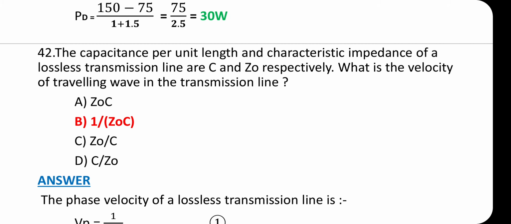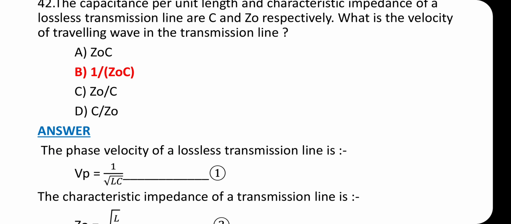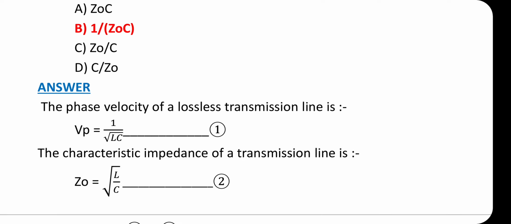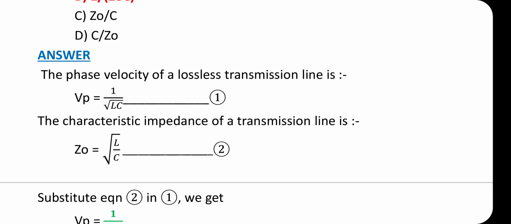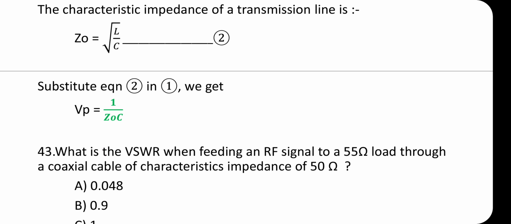Consider next question 42. The capacitance per unit length and characteristic impedance of a lossless transmission line are C and Z0 respectively. What is the velocity of travelling wave in the transmission line? Answer is option B, 1 by Z0 C. The phase velocity of a lossless transmission line is Vp equal to 1 by root LC. The characteristic impedance of a transmission line is Z0 equal to root of L by C. Substitute equation 2 in 1, we get Vp equal to 1 by Z0 C.